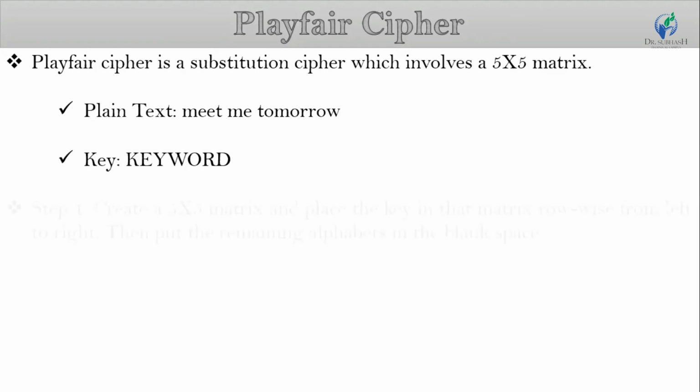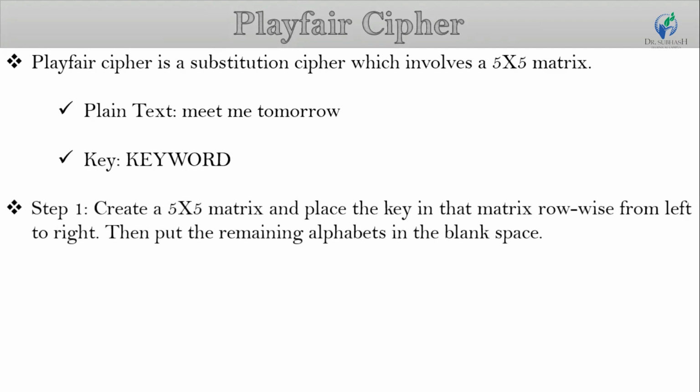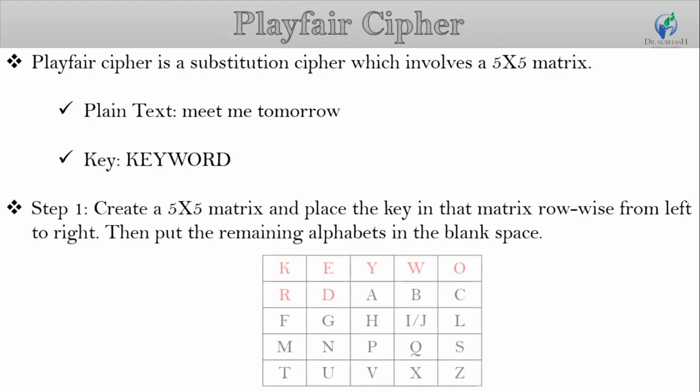So in step number 1, we create a 5 by 5 matrix and place the key in the matrix row-wise from left to right. Then put the remaining alphabets in the blank spaces. So our matrix looks like this. Here you can see the red alphabets are our key and the black alphabets are the remaining alphabets.